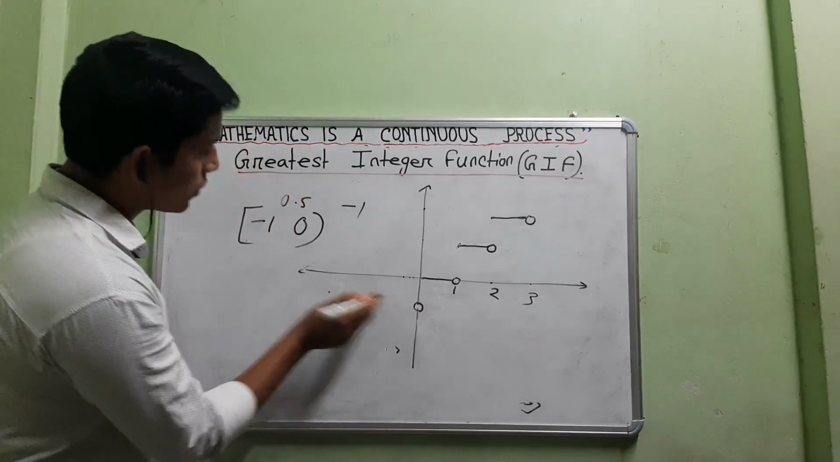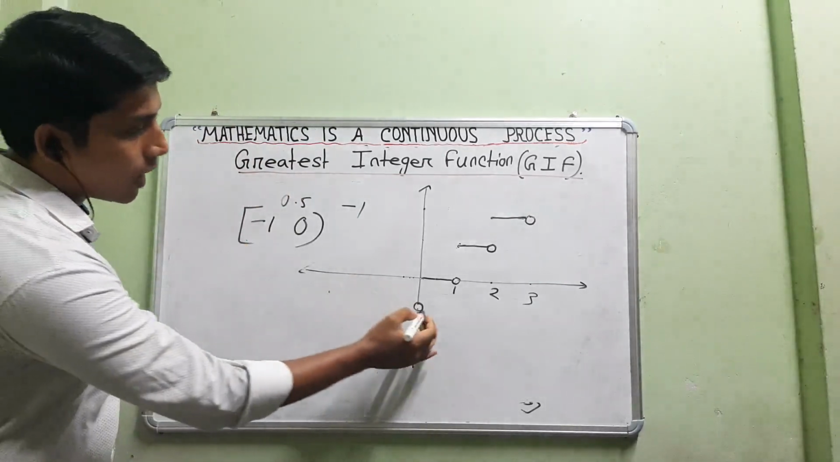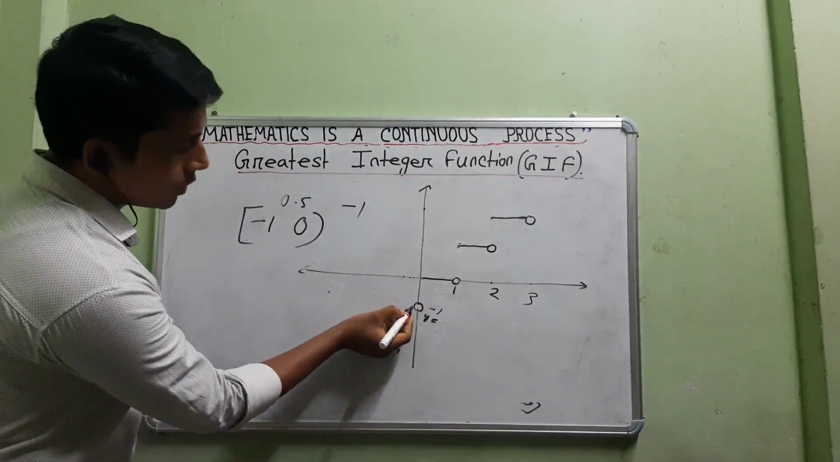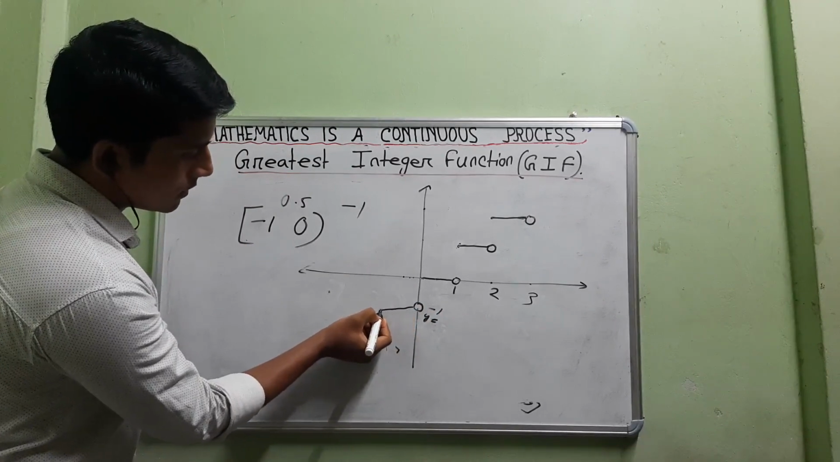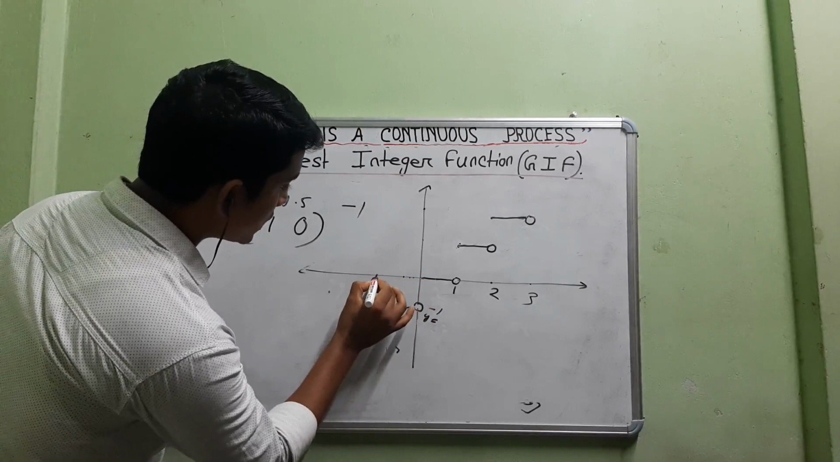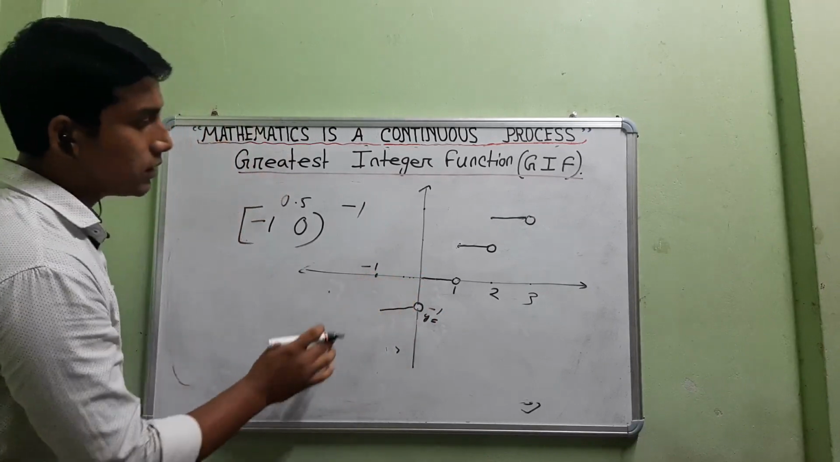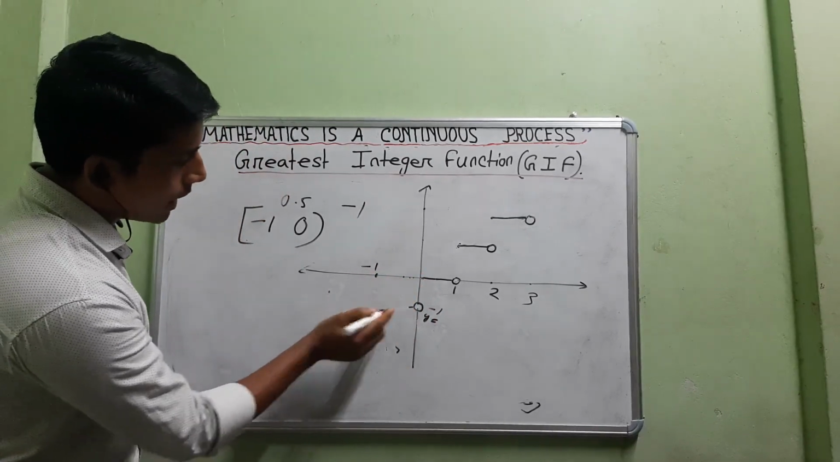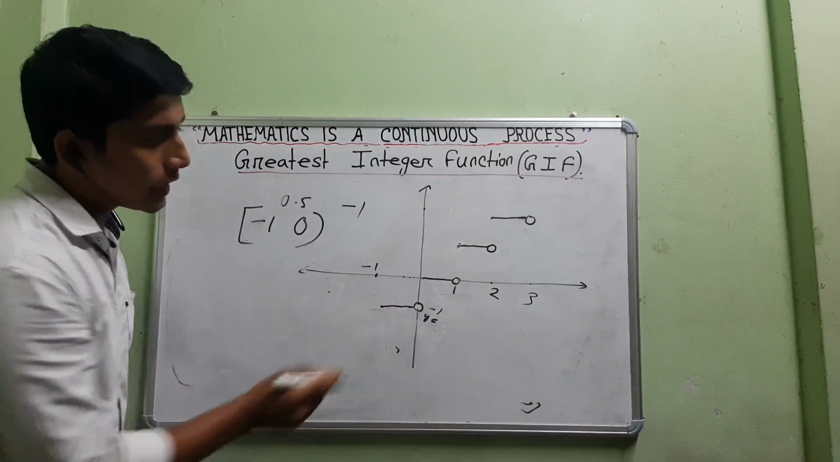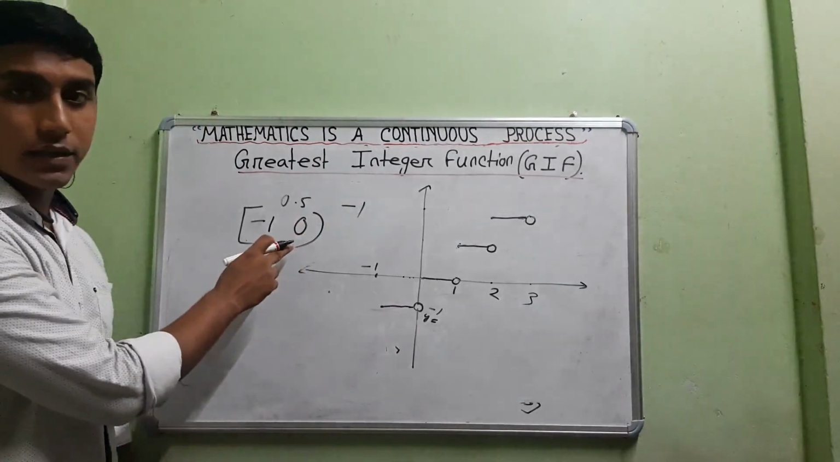Because we will get minus 1, so y is minus 1 there. This is y equal to minus 1. So it will be like this. Suppose this is 0, and suppose this is minus 1. Till minus 1 it will come like this. It has not taken the value 0, because it is an open interval at 0.